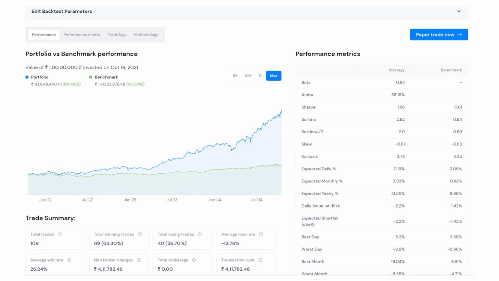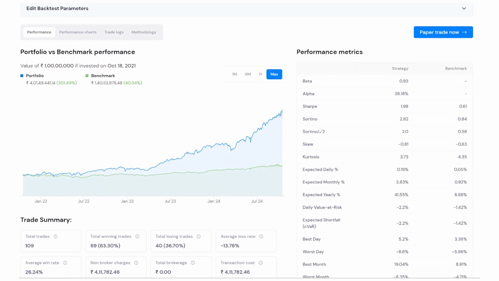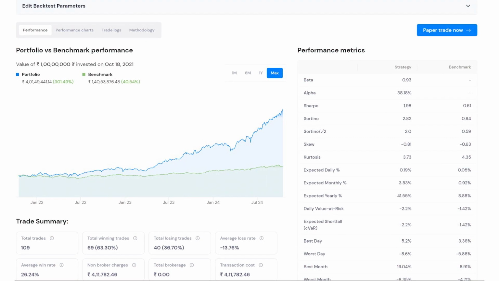Once we have applied these filters, Sharpely selects a portfolio of stocks based on a criteria. But how do we know if this strategy is effective? That's where backtesting comes in. The backtest shows how this portfolio would have performed compared to a benchmark index. In this case, the portfolio achieved 301% returns over the test period, while the benchmark returned 40.54%. This demonstrates the power of our momentum-based strategy.